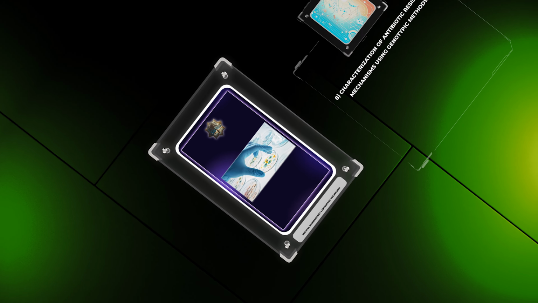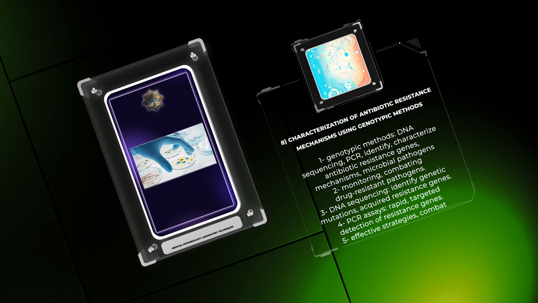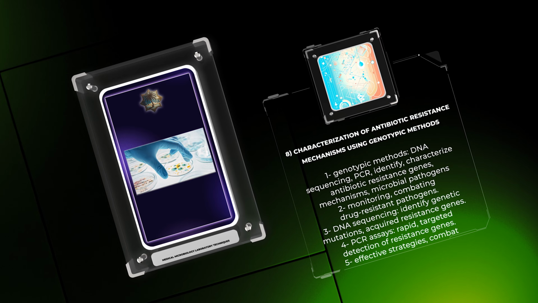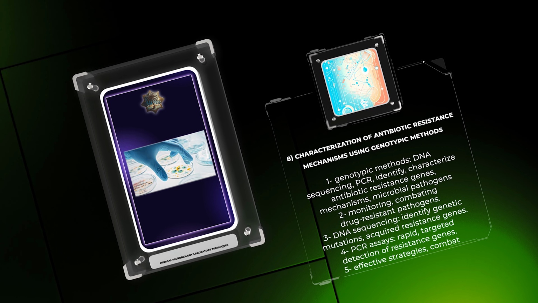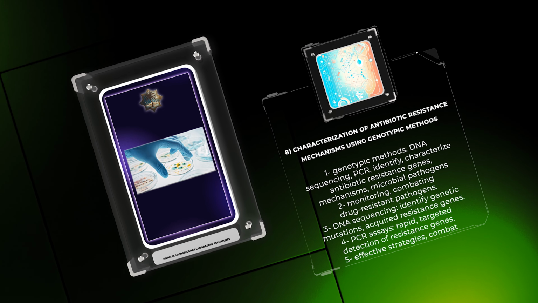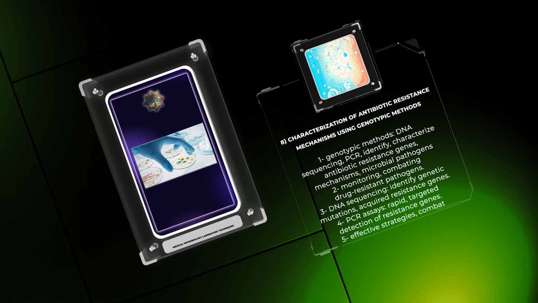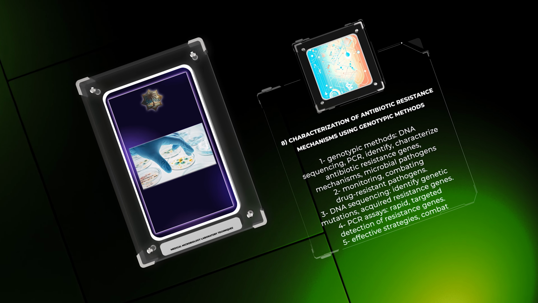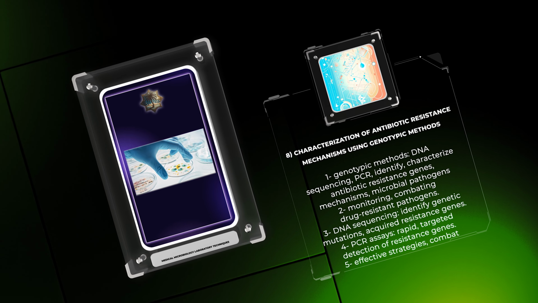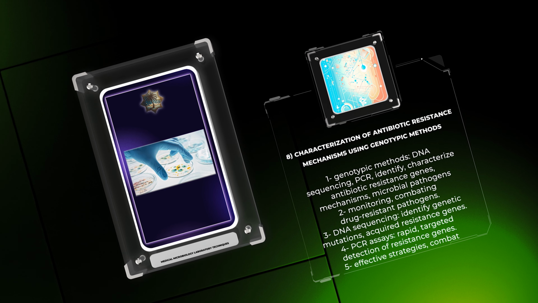In this advanced topic, we will explore genotypic methods, including DNA sequencing and PCR, used to identify and characterize antibiotic resistance genes and mechanisms in microbial pathogens. These techniques are crucial for monitoring and combating the rise of drug-resistant pathogens. DNA sequencing allows the identification of specific genetic mutations or acquired resistance genes associated with resistance, while PCR assays enable rapid and targeted detection of resistance genes. By using these genotypic methods, researchers can develop effective strategies to combat antibiotic resistance.